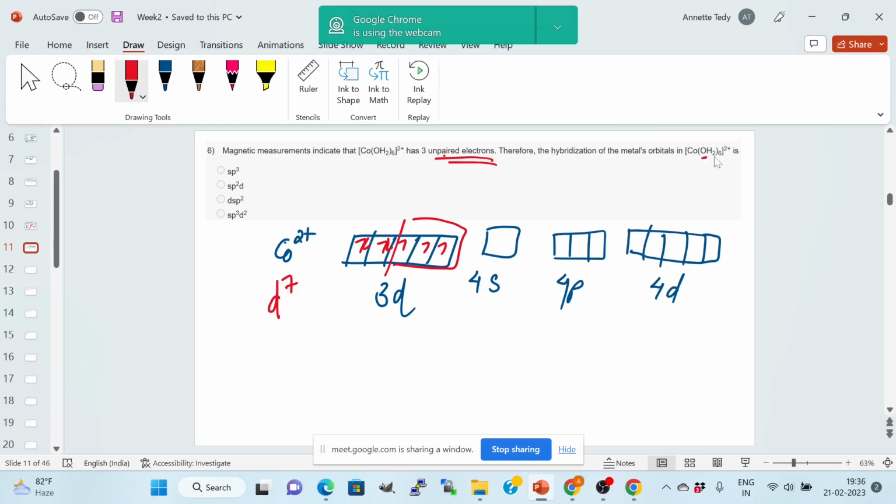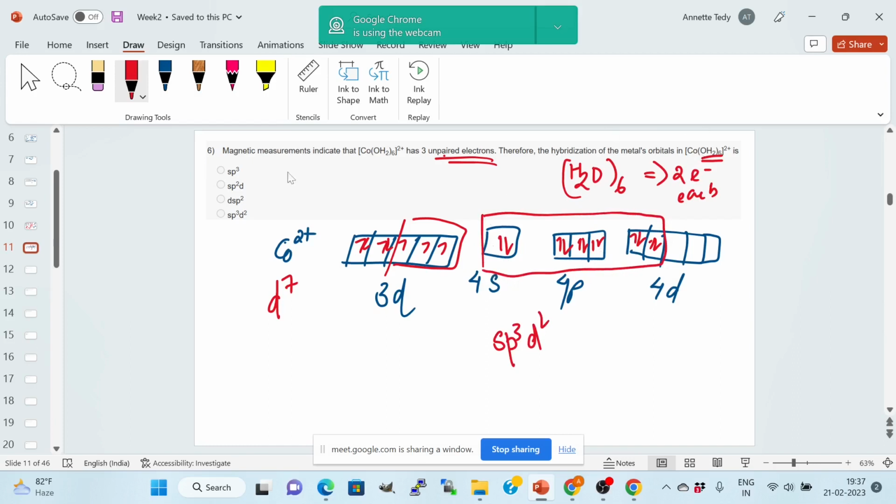Now we have to look at how many ligands are there. We have 6 H2Os. Each H2O will give 2 electrons. So it will be 1, 2, 3, 4, 5, 6, 7, 8, 9, 10, 11, 12. So the answer here is sp3d2, because 1s, 3p, 2d.